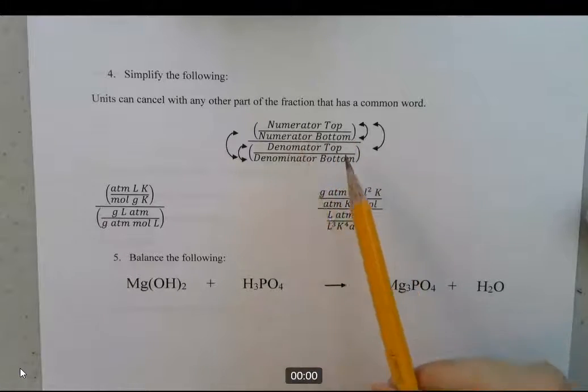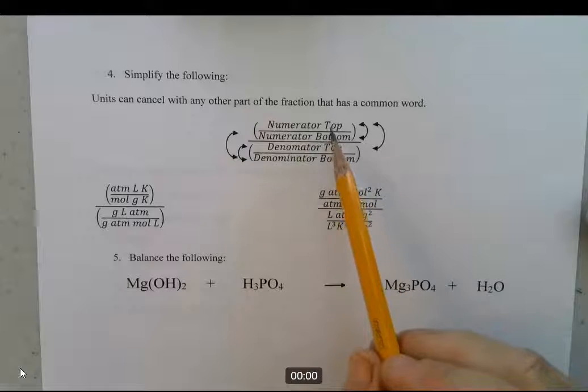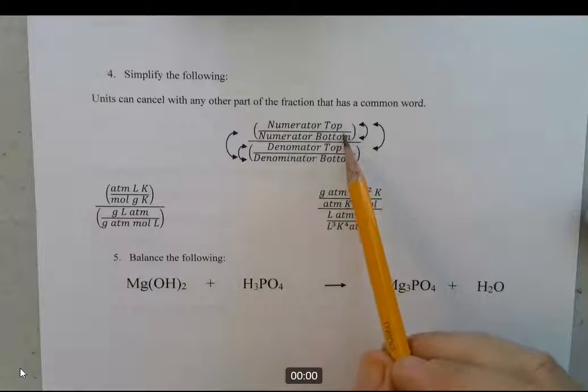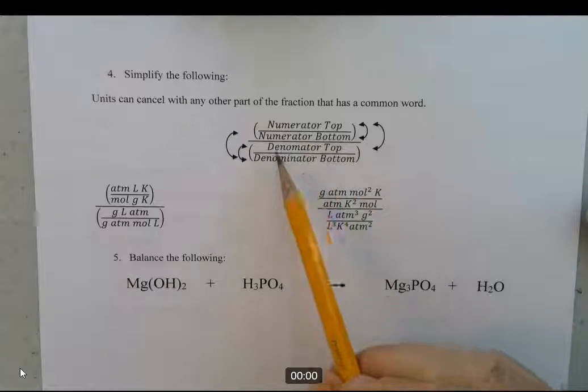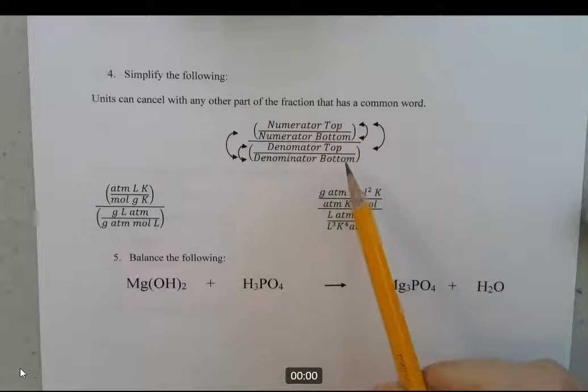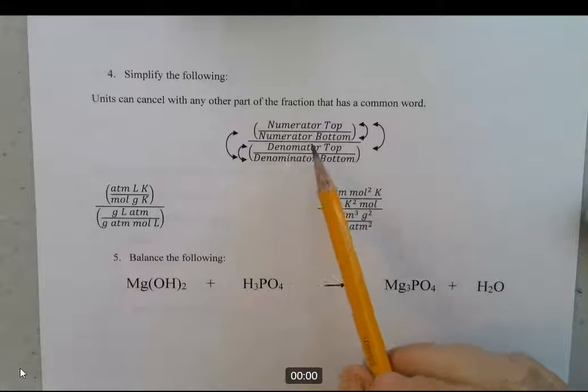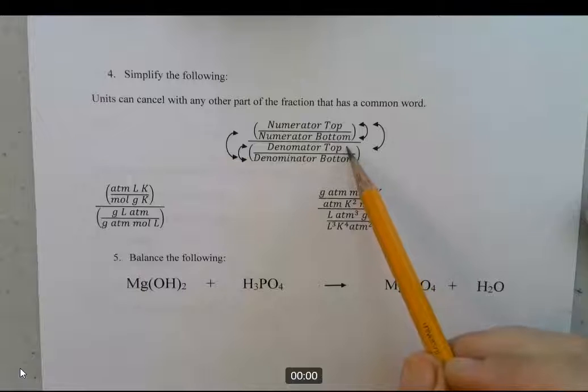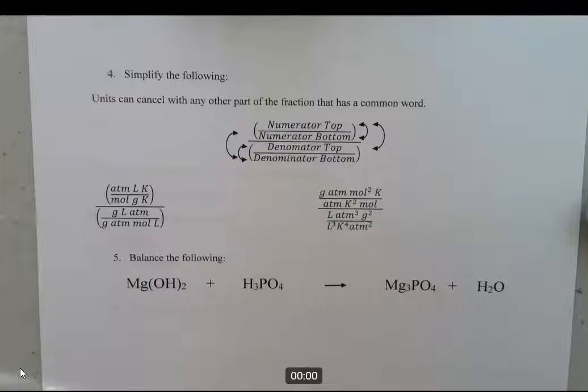The top of a fraction, as you know, is called a numerator. But if you have a fraction on the top of a fraction, we'll call this the numerator top and the numerator bottom. Then you have another fraction down on the bottom, and that's called the denominator. That's the number on the bottom, or the thing on the bottom is the denominator. And if that's a fraction, we'll talk about denominator top and denominator bottom. So whether you can cancel units in any of these locations, there's just a simple rule.